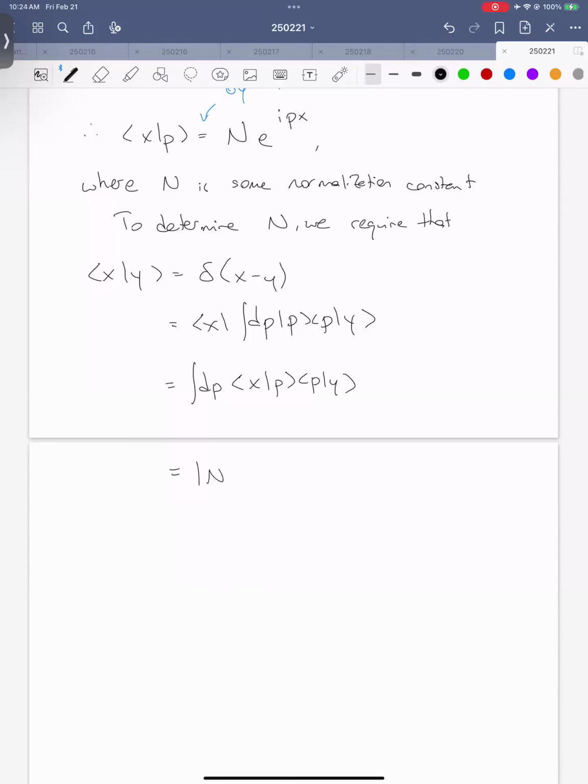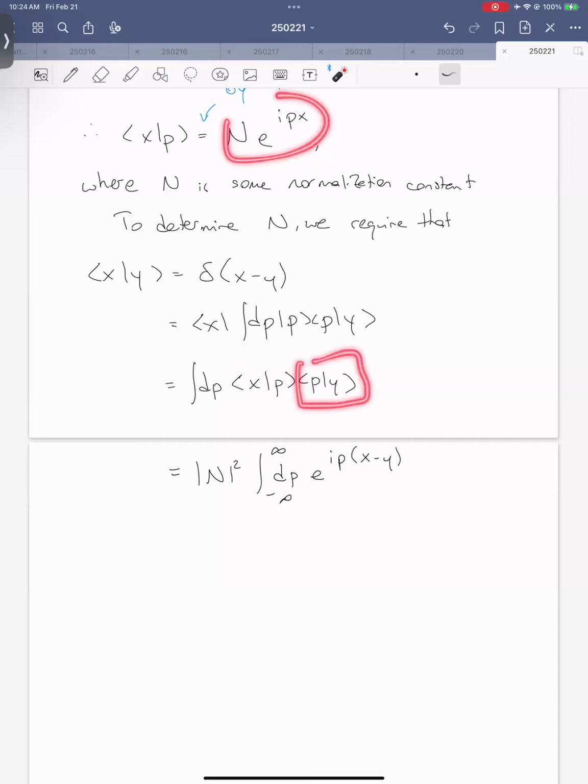So this is mod squared n, integral minus infinity to infinity, I'm just restoring the infinities, and then e to the i p x minus y, right? We have that xp is n e to the i p x from above. And then py is going to be the complex conjugate, n star e to the minus i p y. So we get mod squared n and then e to the i p x minus y.